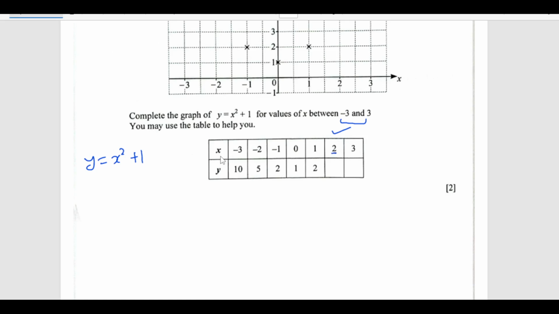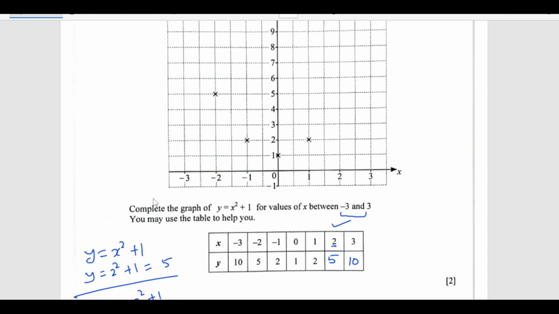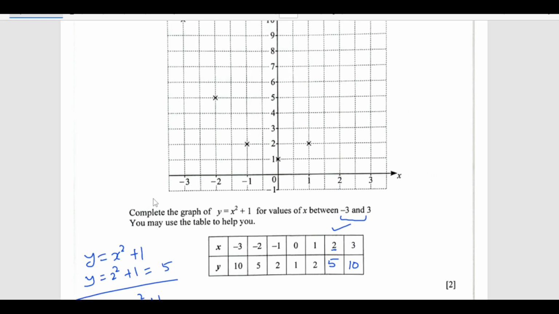When x is 2, y is going to be 2 squared plus 1. 2 squared is 4, plus 1, it is 5. So, this is 5, right. The next one is y equals 3 squared plus 1, when x is 3. So, this is 9 plus 1, it is 10, right. So, we have completed. Now, we are going to plot this. We already have 3 and 10 given, 1, 2, 3, 4, 5. Okay, these points were plotted.